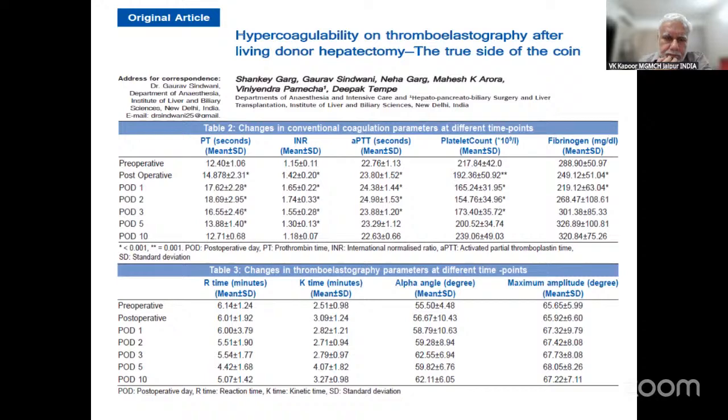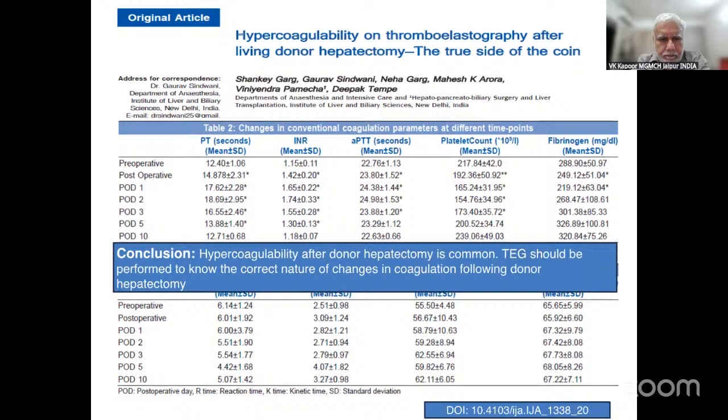Means chances of the thrombosis are there. So they concluded that after liver resection, hypercoagulability is very common, and TEG should be performed to know the correct nature of the changes in coagulation following donor hepatectomy.